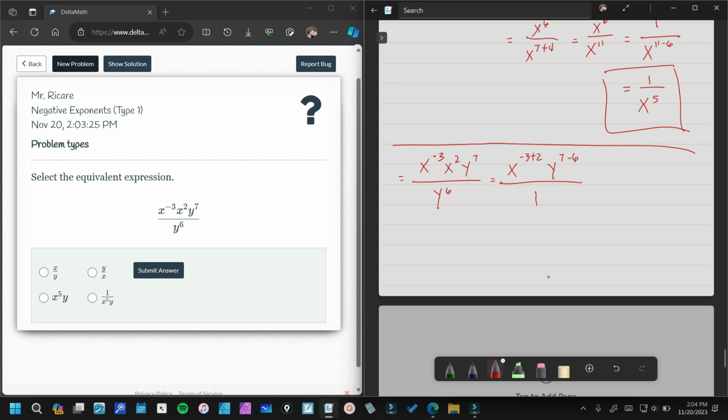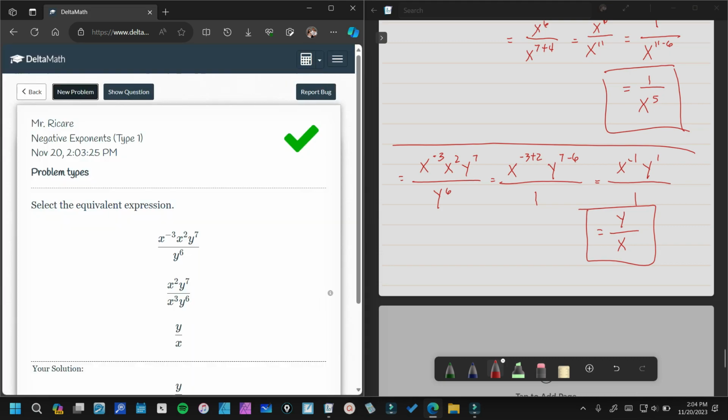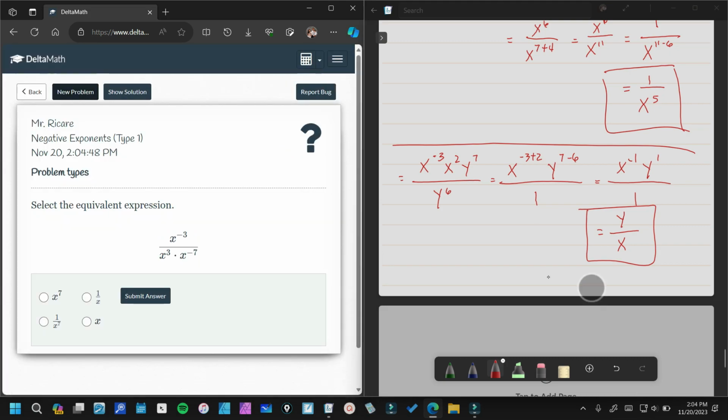Okay? And of course, we all know that negative 3 plus 2 is negative 1. And this is y raised to 1 over 1. Now we want the exponents to be positive, so we will place that x raised to negative 1 in the denominator. And the answer will be equal to y raised to 1. Again, there's no need for us to write the 1. And then x raised to 1, which is the second option again. All right, let's go to the last problem.